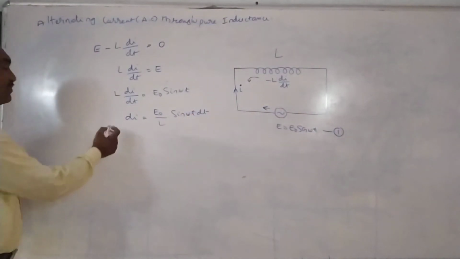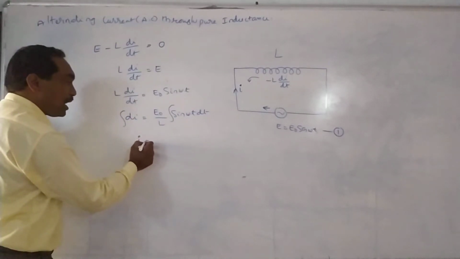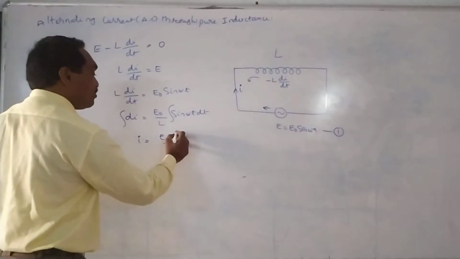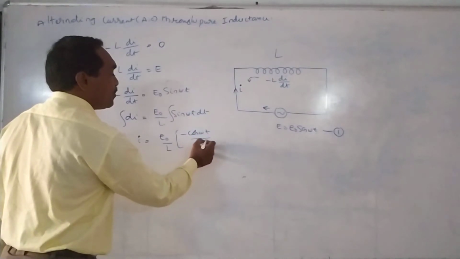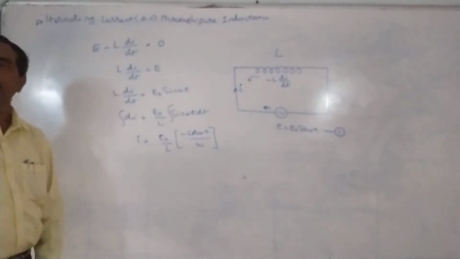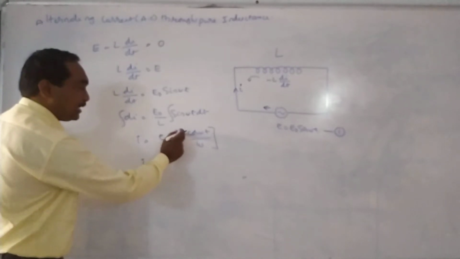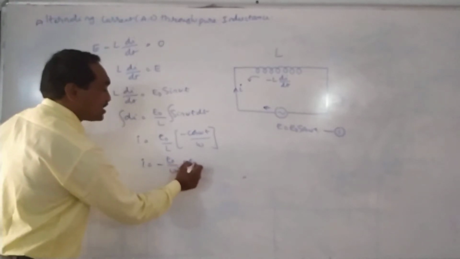By integrating this equation, the integral of dI is equal to I, equal to E naught by L into the integral of sin omega t dt, which is minus cos omega t by omega. Of course, this is equal to minus E naught by L omega into cos omega t.